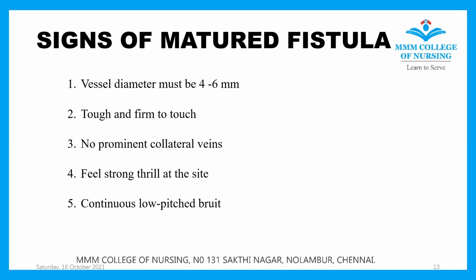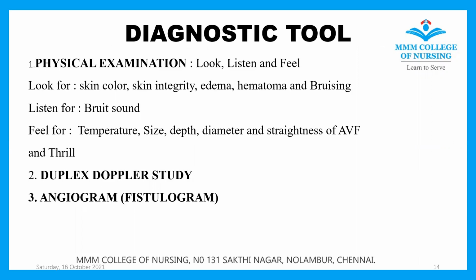So what are the signs of a matured fistula? The vessel's diameter must be between 4 and 6 millimeter. When we touch, it will be very tough and firm. No prominent collateral veins are identified. You feel a strong thrill at the site, and a continuous low pitch bruit can be heard.